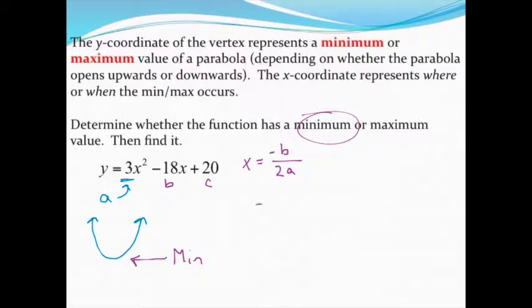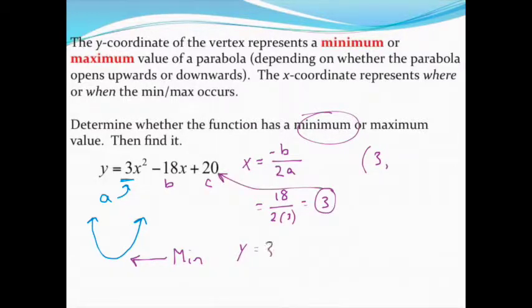So if I plug in my values, the opposite of b would be positive 18, divided by 2 times 3, so that's 18 divided by 6, or 3. So 3 is going to be the x value of my vertex. To find your y then, let's go ahead and plug that 3 value in for x in our original equation.